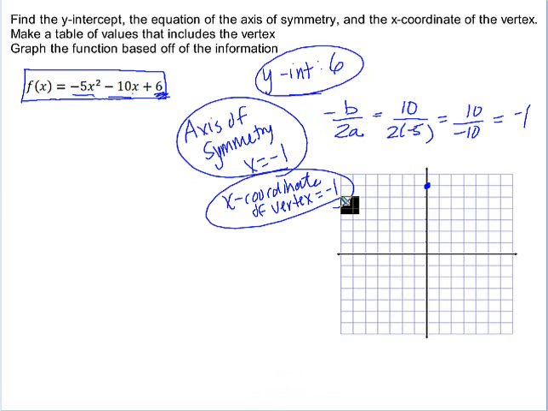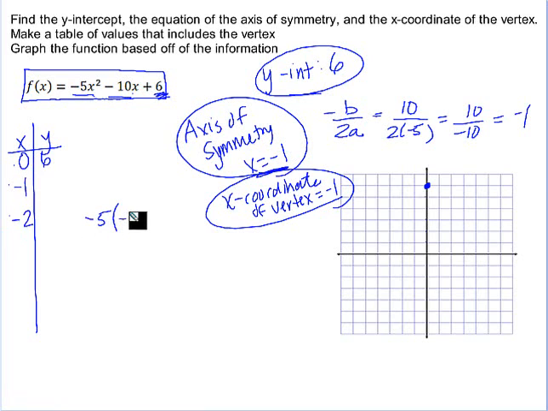So now we're going to make a table of values. So x, y, we don't really need to find 0 because we know 0 is already going to be 6. And then notice our axis of symmetry here is at negative 1. So we're going to plug negative 1 in for sure. And then we'll also plug in negative 2, because we know we should be symmetrical. So negative 1 is our vertex.